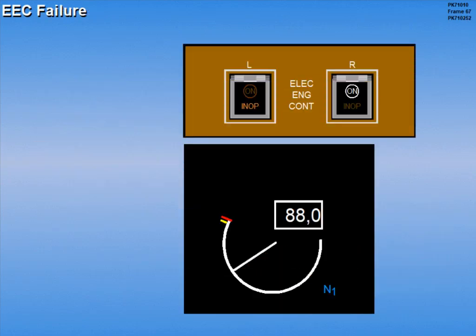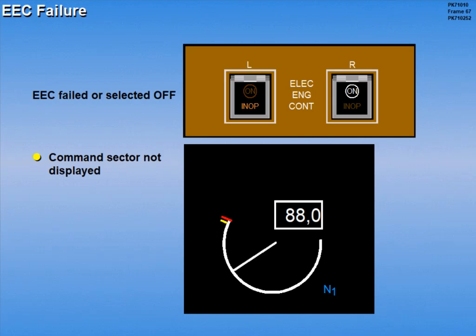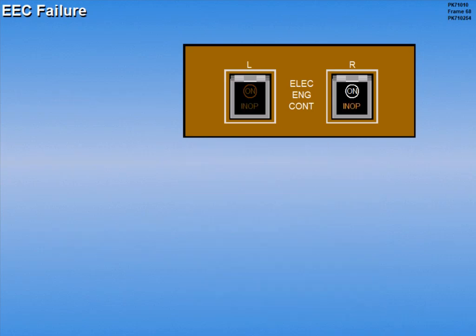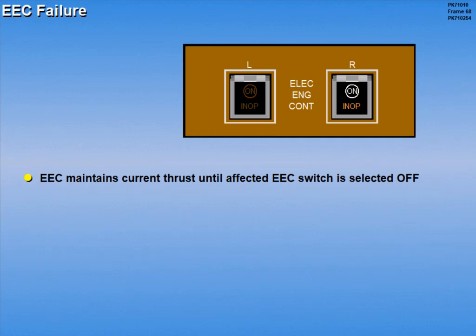When an EEC failure has occurred, or the EEC selected off, the command sector will not be displayed. The maximum N1 reference is now acquired from the thrust management system. EEC failure causes the respective EEC to maintain current thrust until the affected EEC switch is selected off. Before selecting the EEC off, the respective throttle should be retarded. This would prevent a possible engine overspeed. With one EEC selected off, throttle stagger will occur.